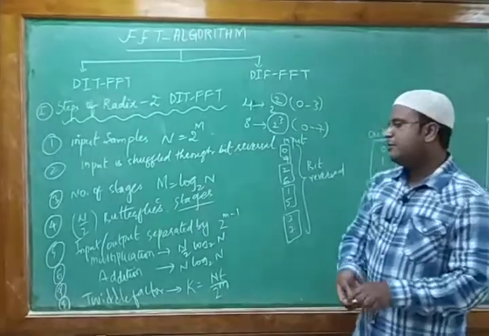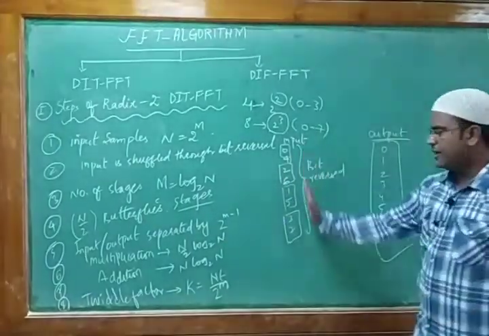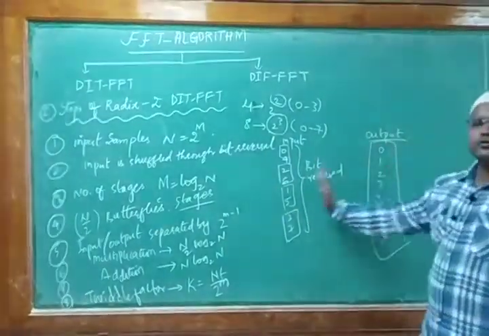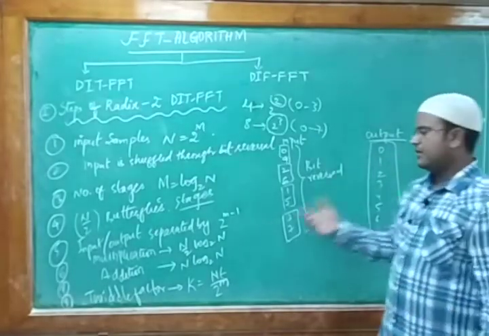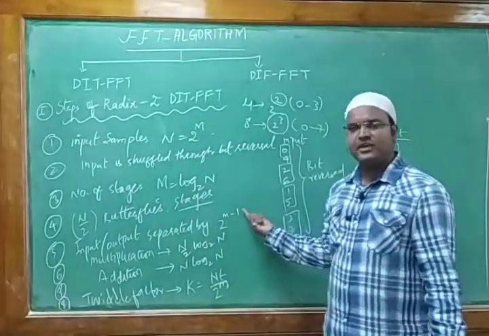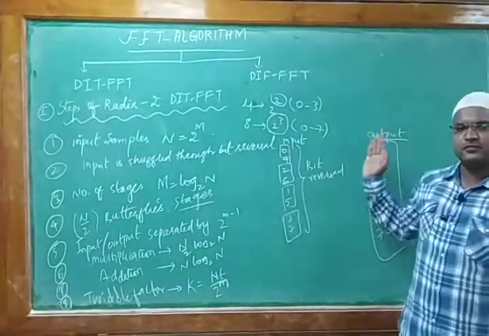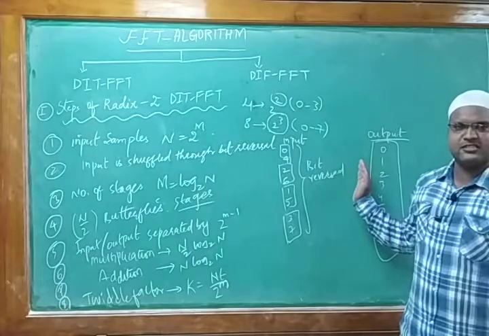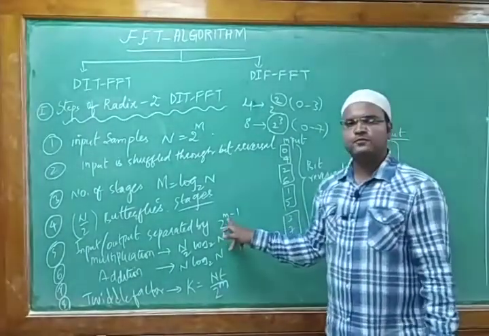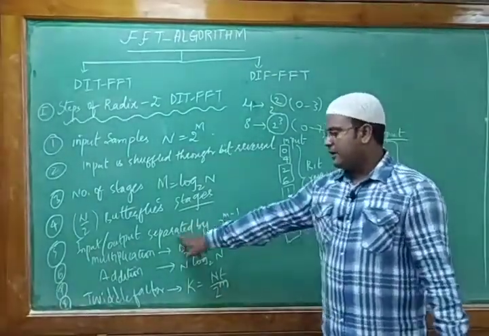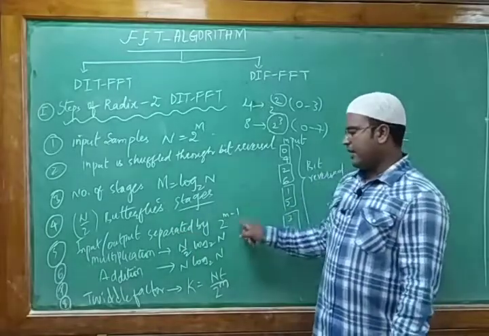Next thing, input-output separation. This is your input side, this is the output side. How are they separated? They are separated by 2 power m minus 1. What does m indicate? Stages. m equals 1 is the first stage, m equals 2 the second stage, m equals 3 the third stage, depending upon this m value. So based upon this m, input and output are separated by 2 power m minus 1.